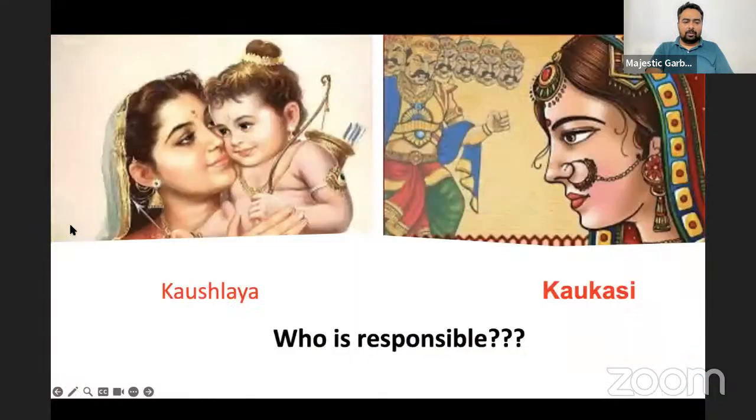Right decision at the right time, ultimately that is in your hand. Both Kaushalya and Kaikasi had great sons. One had Ram and one had Ravana.